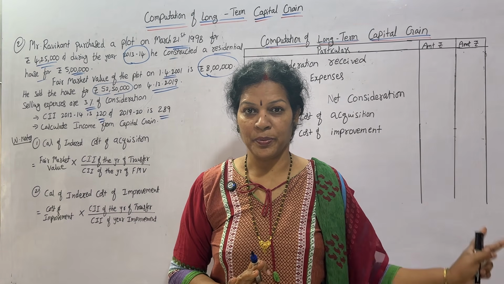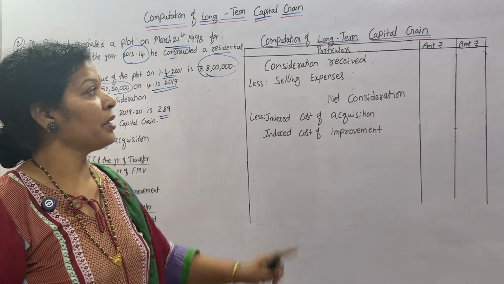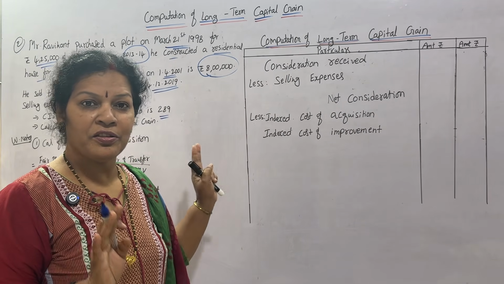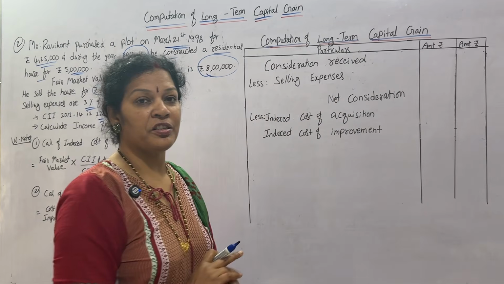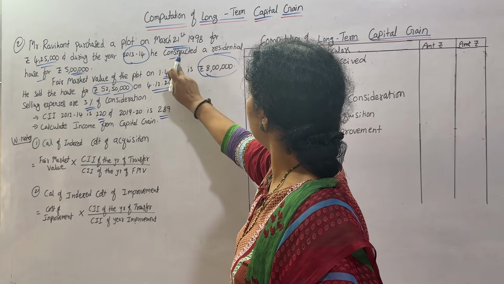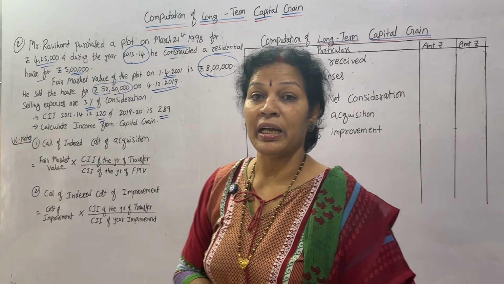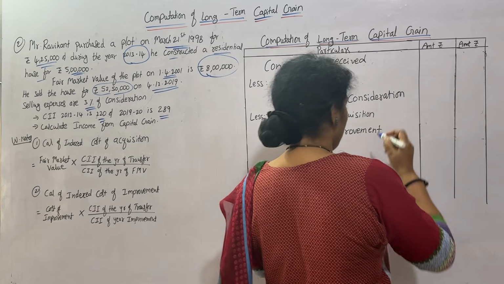First, as per the format we have written, computation of the long term capital gain. What do we need first? Sale proceeds, that is, the consideration received. At what rate did he sell? He sold the house for 52,50,000. We'll write 52,50,000.